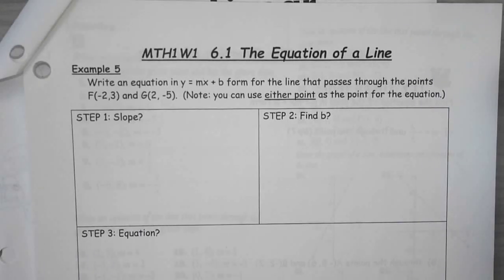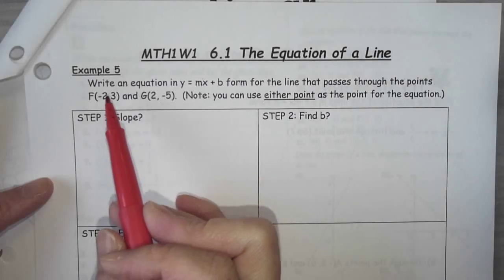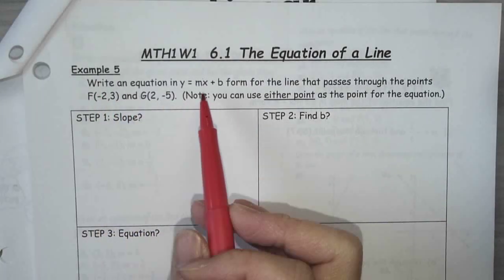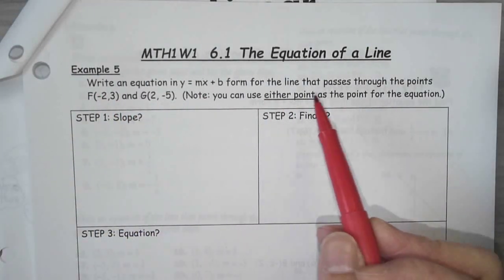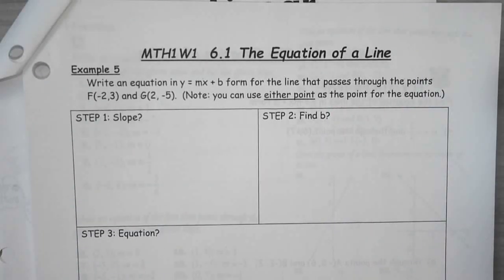Okay, we're going to do some more. We're still in 6.1. Now we're on example 5. In this example, I again said write an equation in y equals mx plus b form for the line that passes through these 2 points.